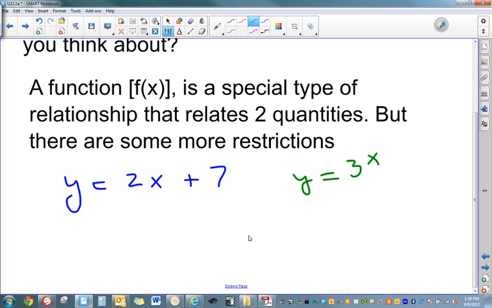Relationship for two quantities. So looking at the green one and the blue one, what do you see? What are the two quantities that they have in common? So looking up here, what are the two quantities that both of those equations have in common?